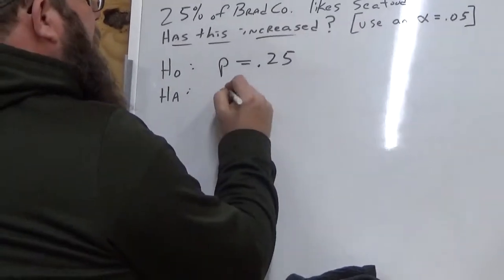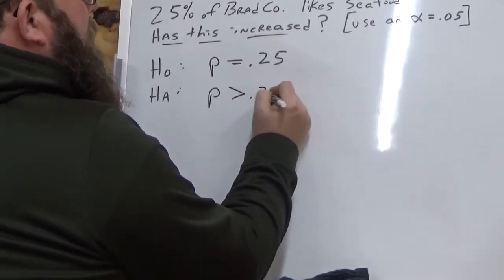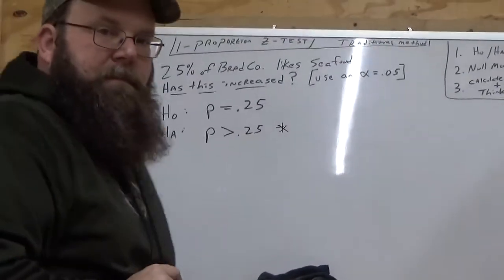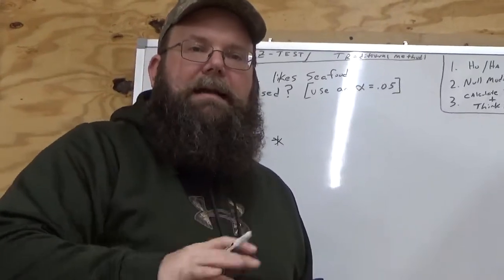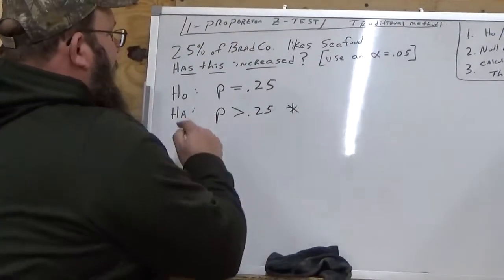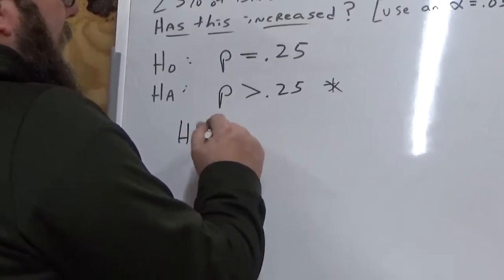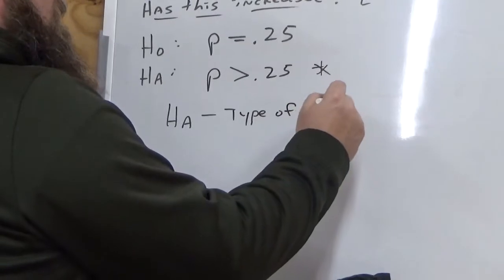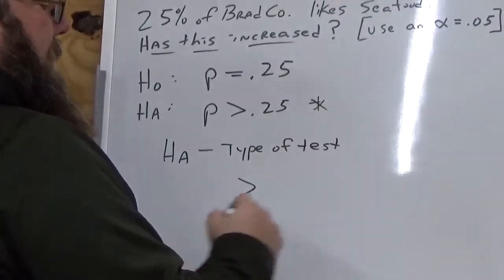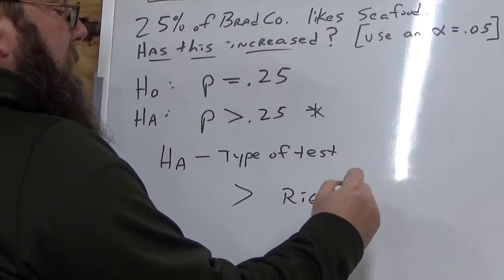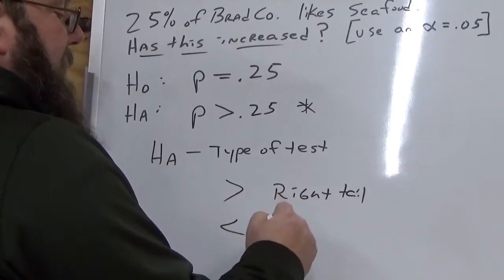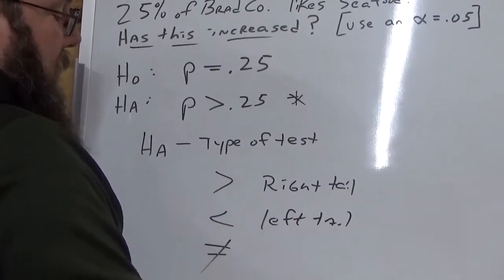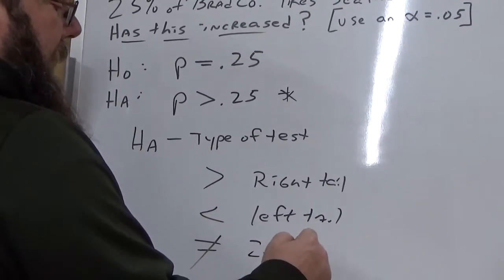So, the alternative hypothesis is right here. Has this increased? Is p now greater than 0.25? We want to answer this question. That tells us what kind of test we have. The Ha tells us what type of test. If the Ha is greater than, it's going to be a right tail test. If the Ha is less than, it's going to be a left tail test. If it does not equal, it's going to be a two-tail test.